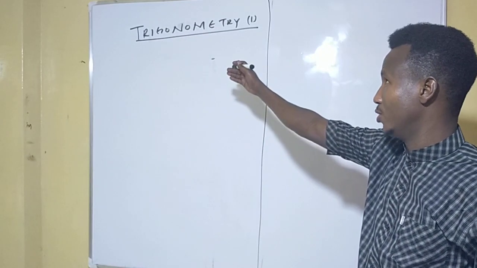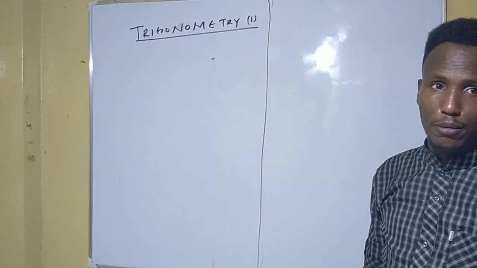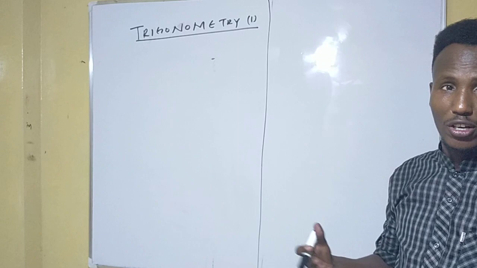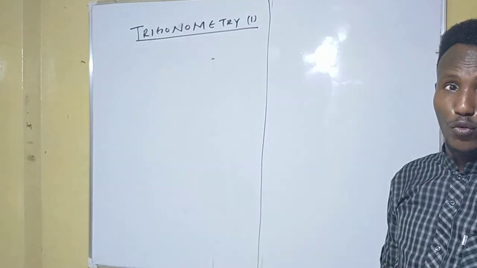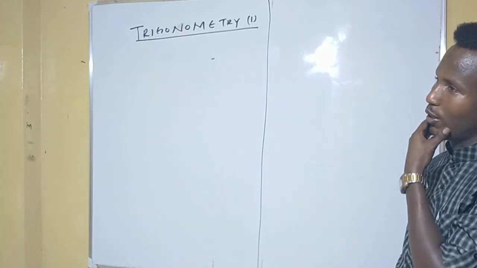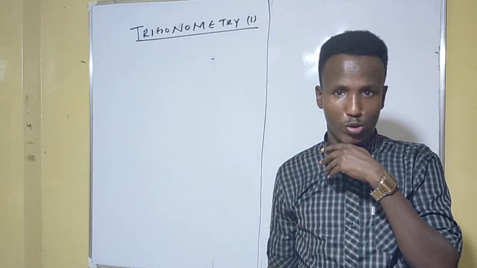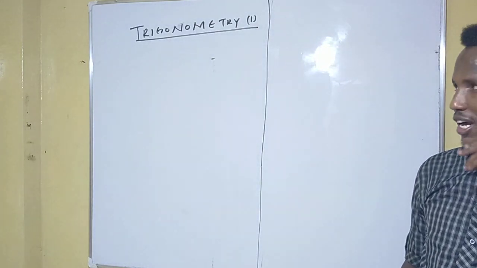We are going to discuss trigonometry one, which is a form two concept of mathematics. Remember, we'll also be learning trigonometry two in form three and trigonometry three in form four. Don't forget that. Here in form two, we are going to do the mathematics concept of trigonometry, which is based on complementary angles.